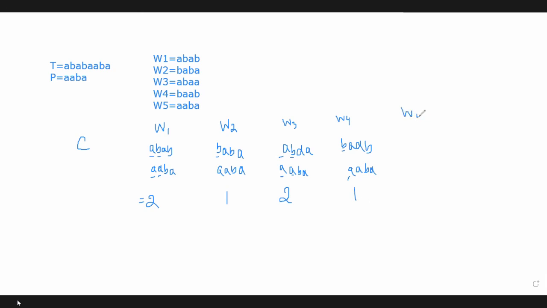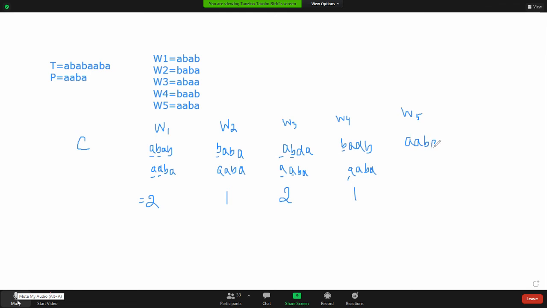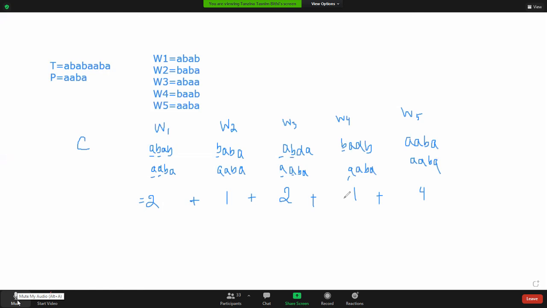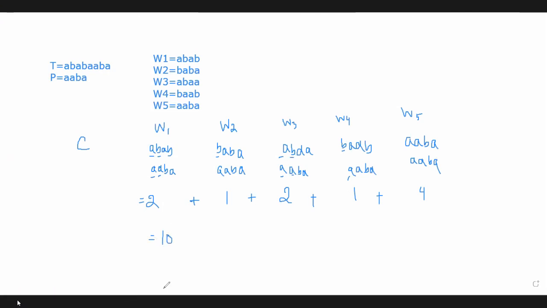Then in the fifth substring, it's AABA. How many times will it compare? 4 times. So the number of comparisons is 4. Now we have to add all those comparisons. So 2 plus 1 is 3, 3 plus 2 is 5, 6, 10. To find out whether the given pattern appears in the text or not, we need to perform a total of 10 comparisons.